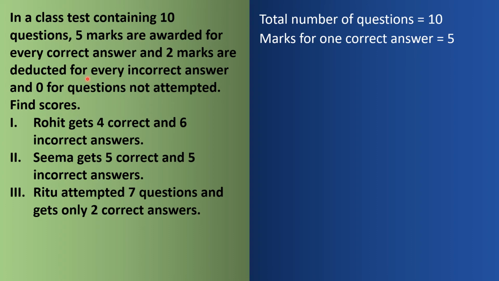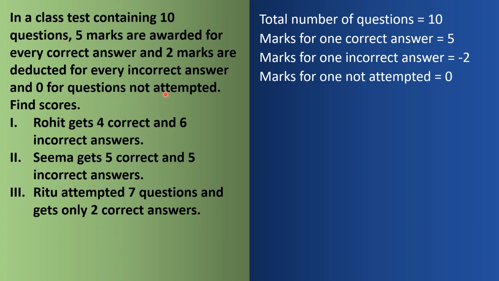Then 2 marks are deducted for every incorrect answer. It means marks for one incorrect answer equal minus 2, because it is a deduction. And 0 for questions not attempted. It means marks for one not attempted question equal 0. Now we need to find out the scores of these students, Rohit, Seema and Ritu. So let us do marking.